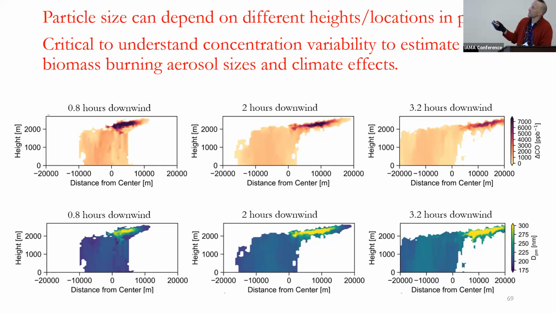So the main thing I want you to take from this is that particle size, or actually anything nonlinear, depends on different heights or locations in the plume. So we maybe shouldn't even be thinking of plumes evolving as a unit itself, but we actually think about different parts of the plume. And so this is critical to understand concentration variability to estimate biomass burning aerosol sizes and climate effects, because what's below the clouds here is going to have a different particle size than what's perhaps above the clouds in the free troposphere.